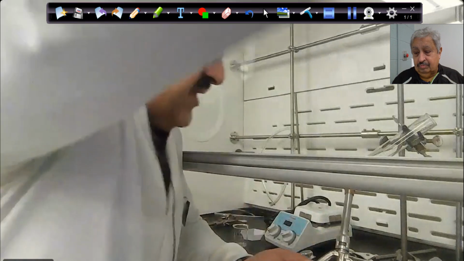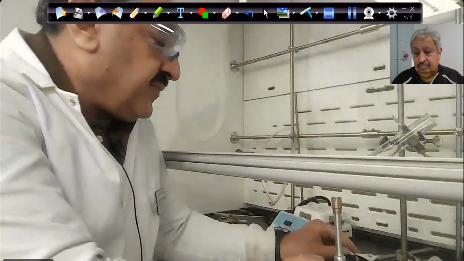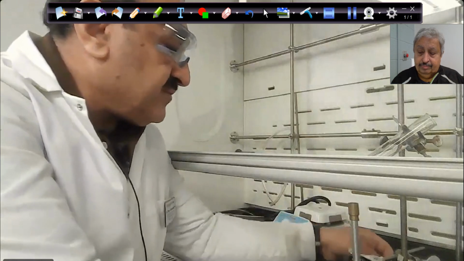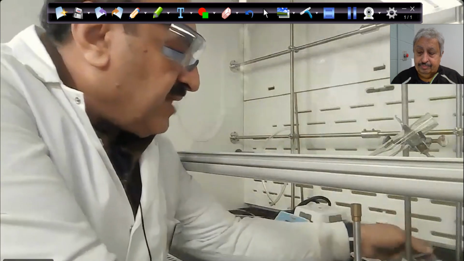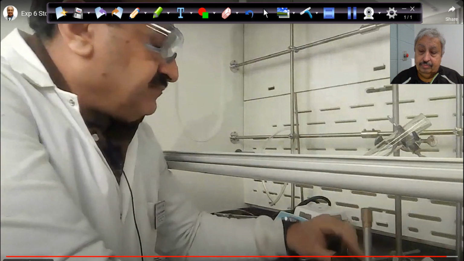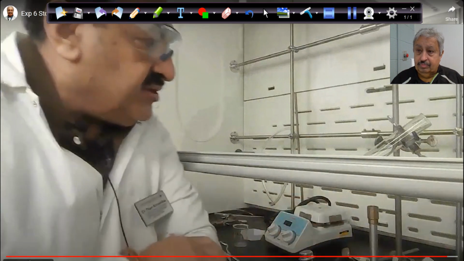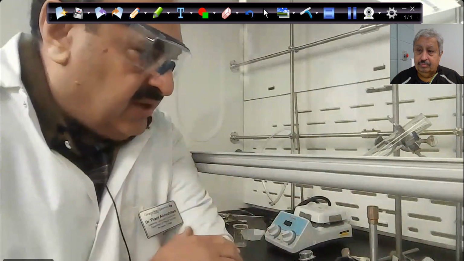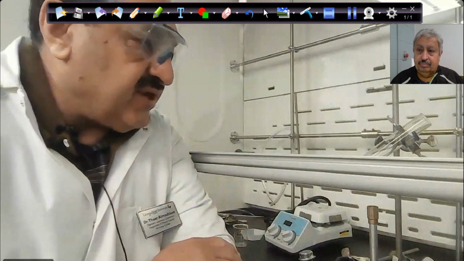Shut off the valve, the gas off, and leave it to cool down for 5 minutes. And then take the mass of the test tube with the balance and put your measurement in your lab notebook, and then proceed to the second one.